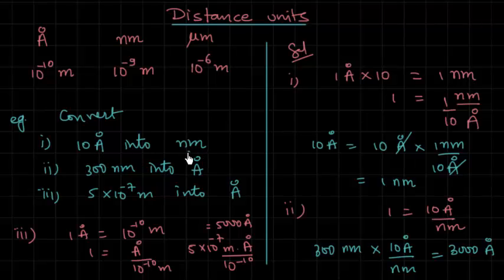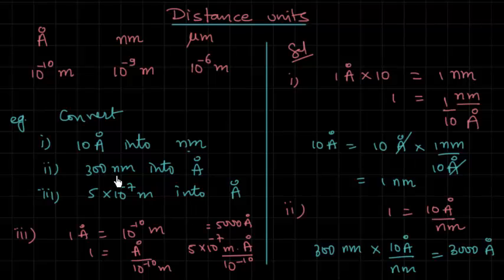Let's do a few examples. First, convert 10 Angstrom into nanometer. Again we'll do this problem with the conversion factor which we just learned. 1 Angstrom times 10 is 1 nanometer. As you can see, if you multiply this by 10, it becomes 1 nanometer. So we take this on the bottom: 1 is equal to 1 nanometer upon 10 Angstrom. Now 10 Angstrom, which we have been asked to convert into nanometer, is equal to 10 Angstrom times this conversion factor. The Angstrom cancels, and it becomes 1 nanometer. The second and third you can try in your notebook before seeing the solution.